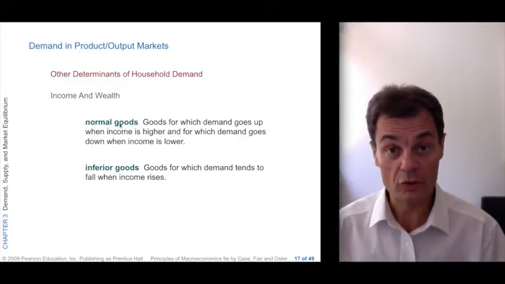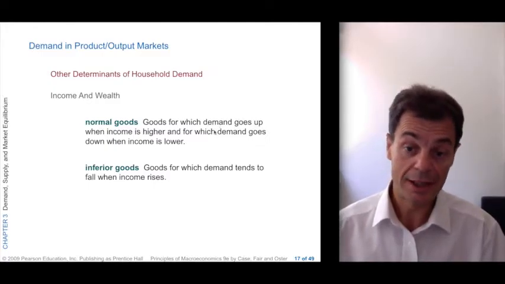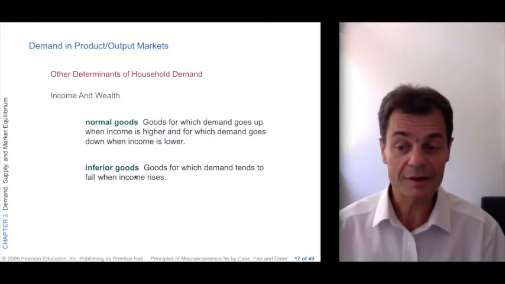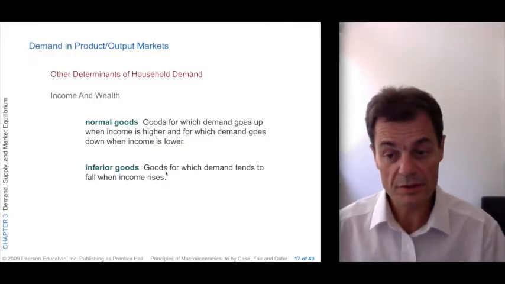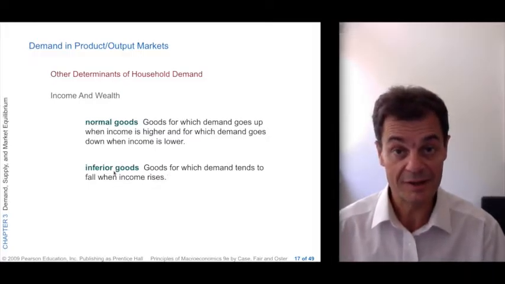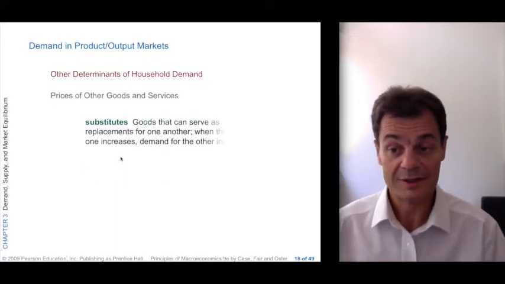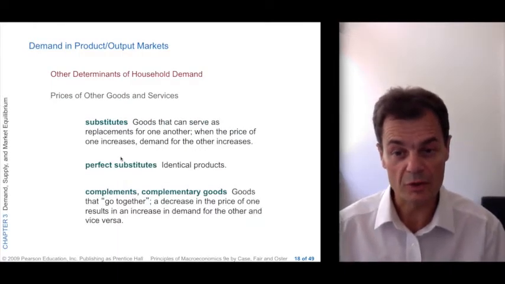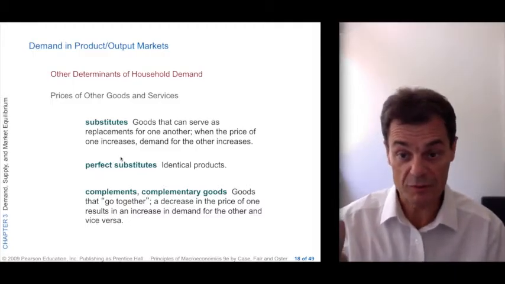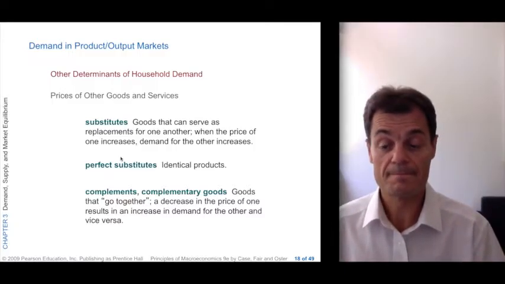You have normal goods, which are goods for which demand goes up when income is higher, and demand goes down when income is lower. And you have inferior goods, for which demand tends to fall when income rises, which have, in fact, the opposite behavior than normal goods. You have then substitutes, which are goods that can serve as a replacement for another good. When the price of one increases, the demand for the other increases as well.